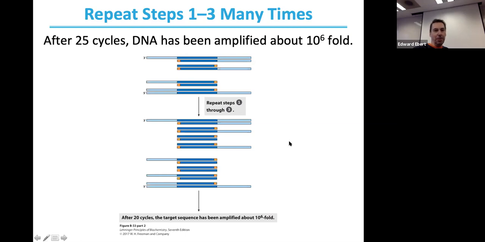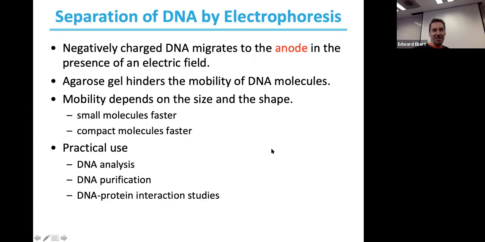So we just do this over and over again. Let the machine do it over and over again. Could you imagine having to pipette in new DNA polymerase after every cycle to a whole bunch of tubes? That would be tedious, very tedious. So hooray for technology. Okay.